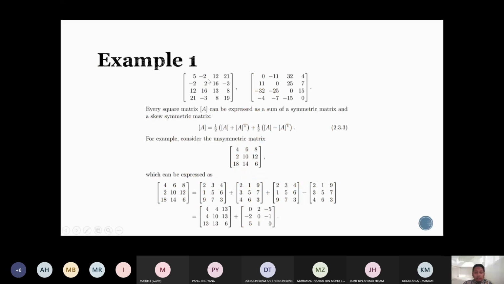So let's say you have this matrix above here. If you transpose this matrix, you will get itself. So this matrix is an example of symmetric. Meanwhile, this matrix next to it, if you transpose, you will get the negative of the original matrix. So this matrix is anti-symmetric.